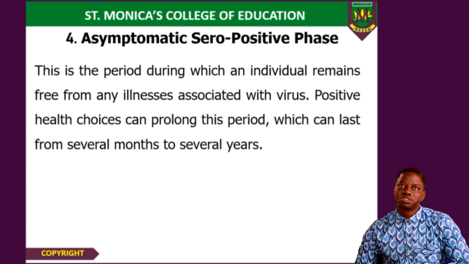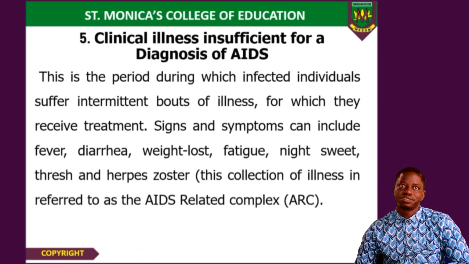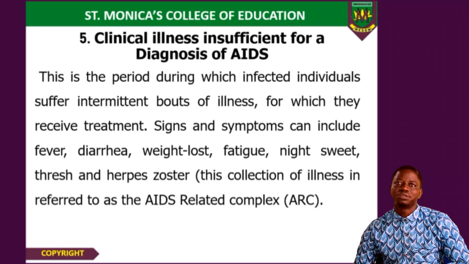So when you are able to observe these protocols, then they can prolong your life from months to several years. Then the 5th stage is what we call clinical illnesses insufficient for the diagnosis of AIDS. This is the period during which infected individuals suffer intermittent bouts of illnesses for which they receive treatment. Signs and symptoms can include fever, diarrhea, weight loss, fatigue, night sweat, thrush, and then herpes zoster. All these are what we refer to as AIDS-related complex.